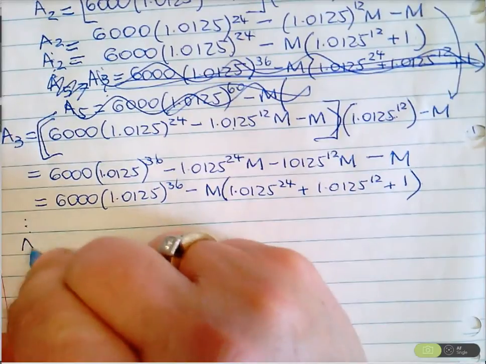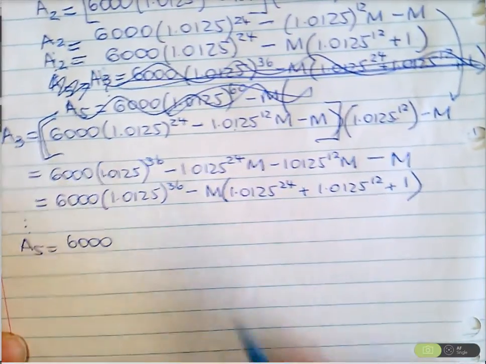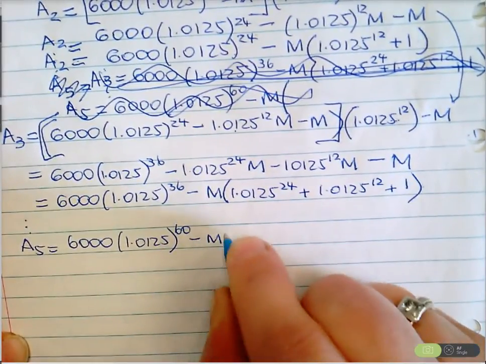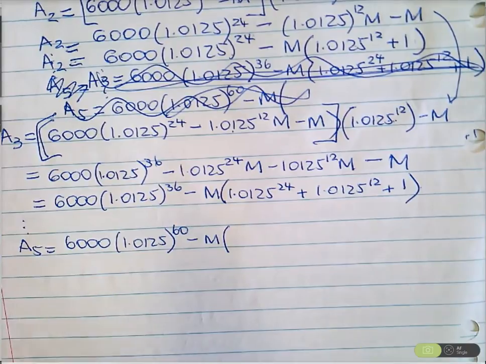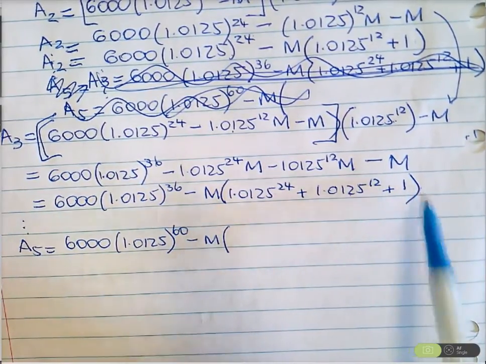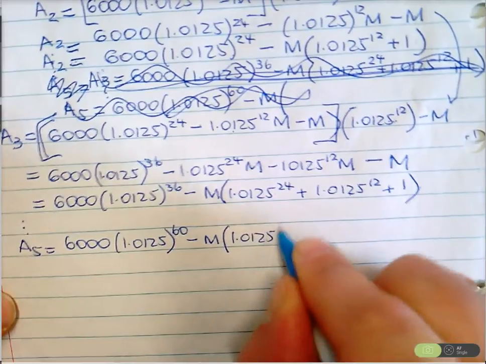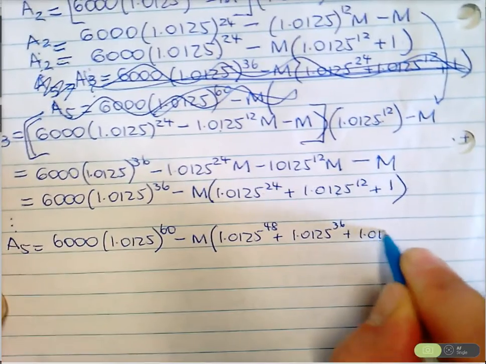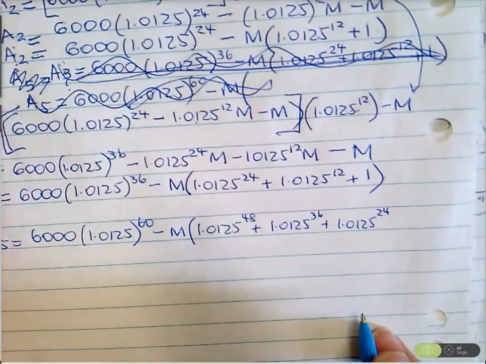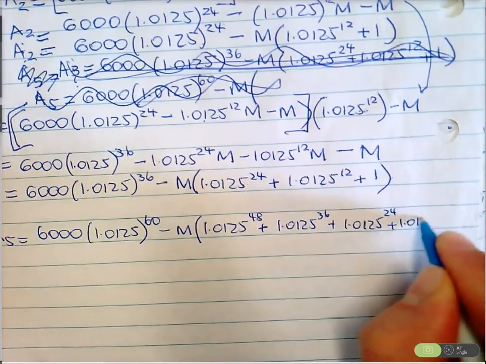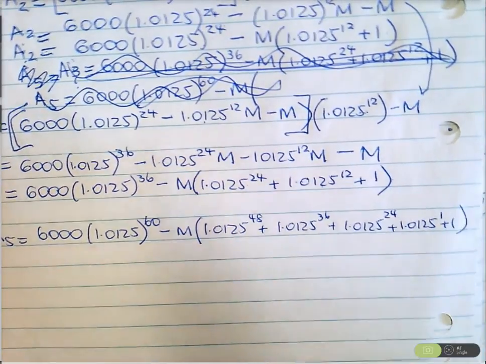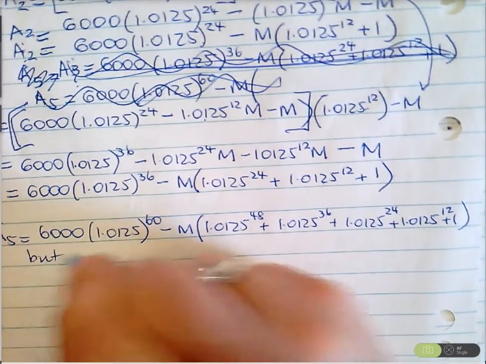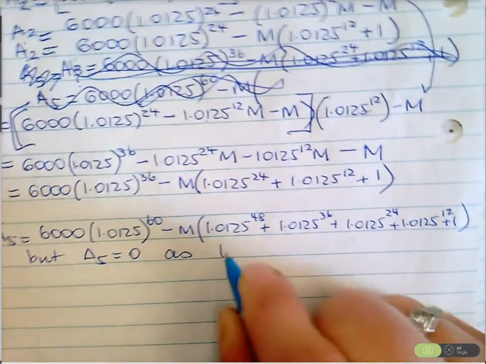So therefore, A5 will be 6,000, 1.0125 to the 60 minus m. This normally would be 3, 2, 1, 48. You can put them all in if you want, plus 1.0125, because it's only 4 terms, girls, 5 years, plus 1.0125 to the 12 plus 1. You know what I mean. Right. But A5 equals 0 as the loan is paid off.